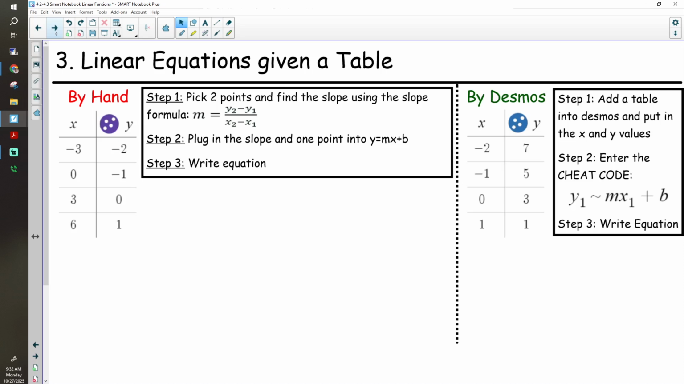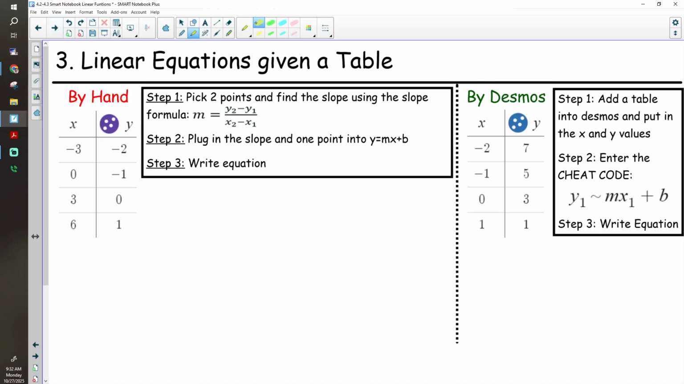Alright. Now this time we're given a table. Our job is to turn it into the equation of a line. We're going to do one by hand, and we're going to do one with Desmos. Do I care which way you do it? Whichever way gets you the right answer, I'm a happy camper. We always need the same 2 things: the slope and the y-intercept. So, step 1, pick 2 points and find the slope.